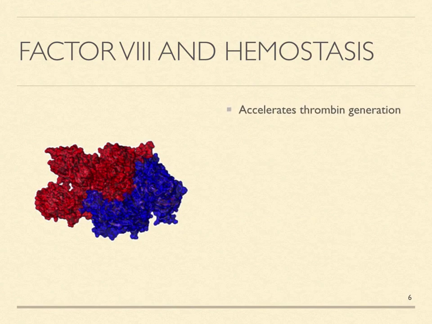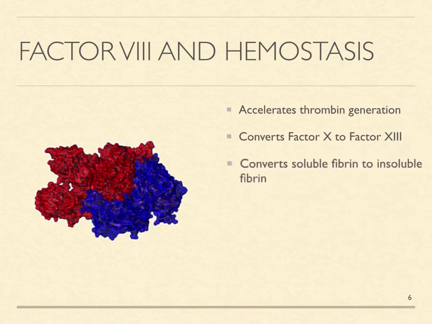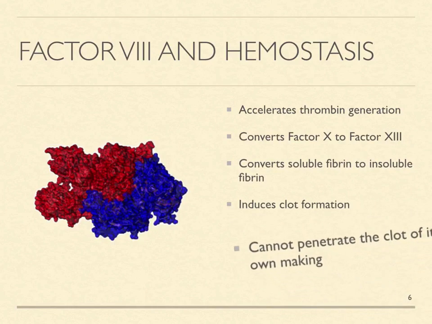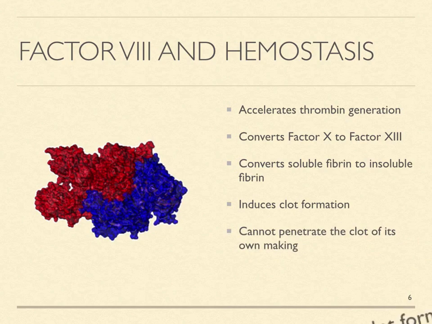Factor VIII plays a key role in hemostasis. It accelerates thrombin generation to produce insoluble fibrin in the immediate vicinity of tissue damage to enable clot formation. The gigantic size of factor VIII prevents it from penetrating the clot of its own making, which explains why coagulation is limited to the immediate vicinity of tissue damage.